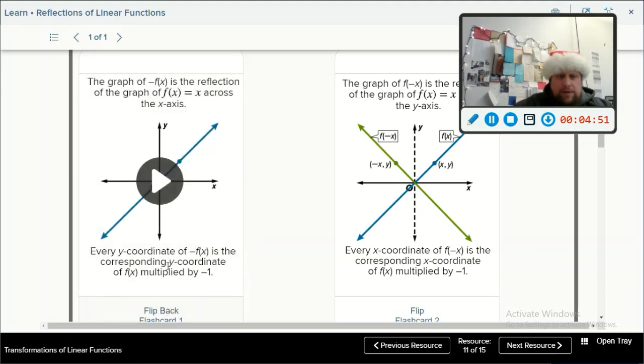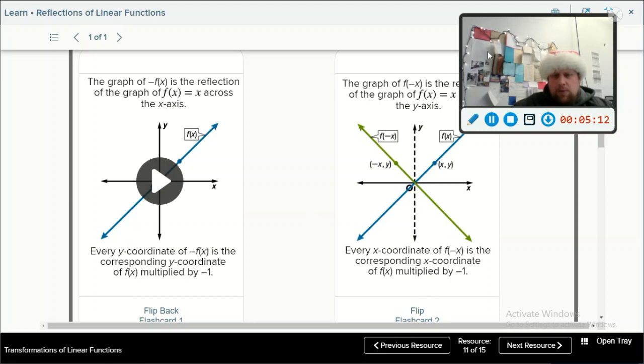So if I were to flip this and kind of play it for you, we would see this nice little animation. There we go. We're going to reflect across the x. Boom. It just twists down there. See how that point went from x, y to x, negative y. And that's negative f of x. Okay? Now, let's pause that one.